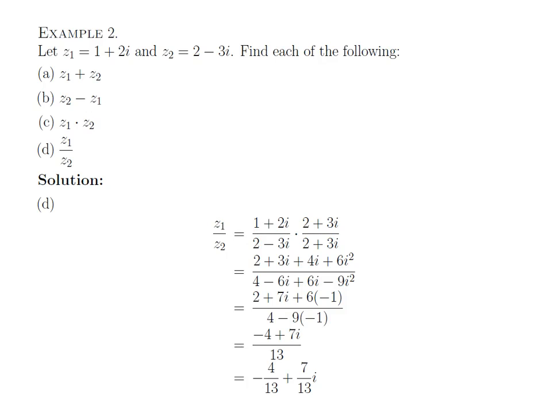Now combining the imaginary parts and replacing i squared with negative 1, we have 2 plus 7i plus 6 times negative 1 in the numerator, and 4 minus 9 times negative 1 in the denominator. So then minus 4 plus 7i over 13, or if we do that division term by term, we obtain that final standard a plus bi form, negative 4/13 plus 7/13 i. So we see that the real part is negative 4/13 and the imaginary part is 7/13 i.